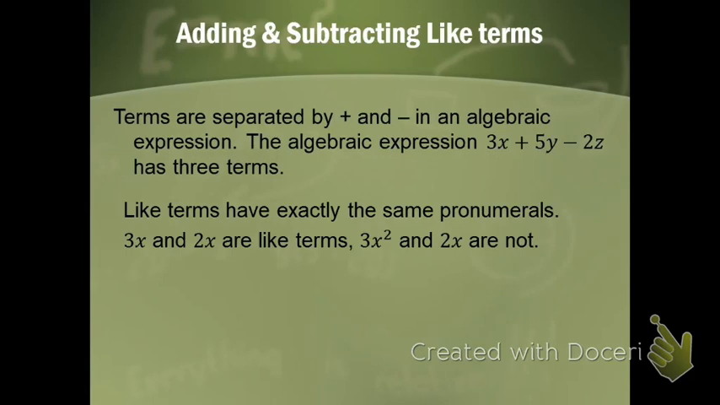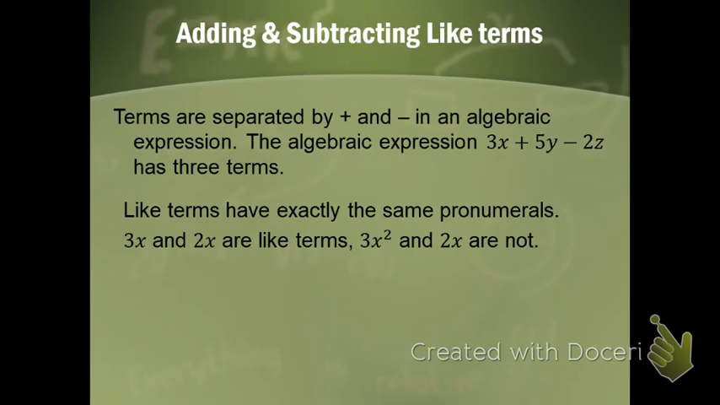Like terms have exactly the same pronumerals, so 3x and 2x, they're like terms because the x's are the same. But looking at 3x squared and 2x, they're not the same. 3x squared is the same as saying 3 times x times x. So the pronumeral in that one is x times x. But 2x is just x, a pronumeral, so they're not the same.